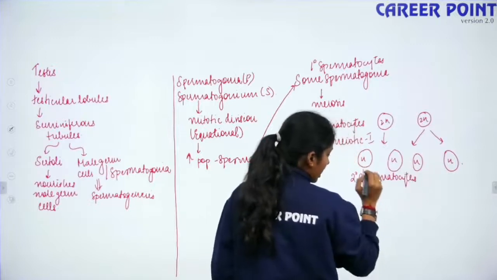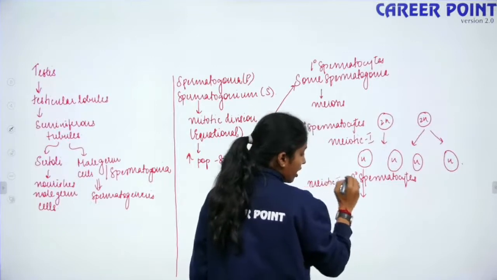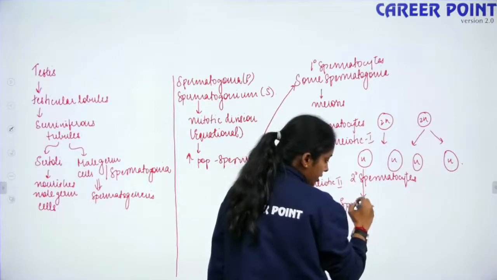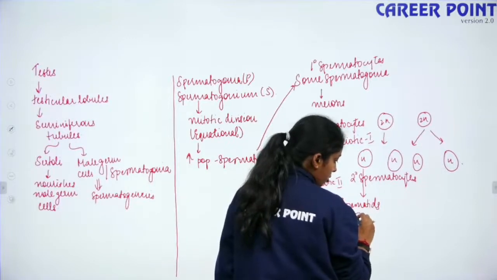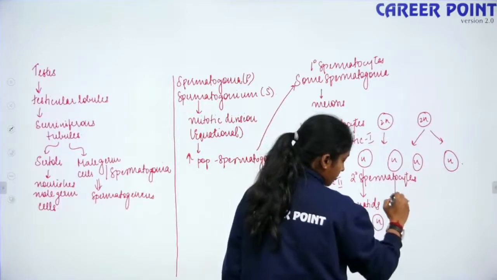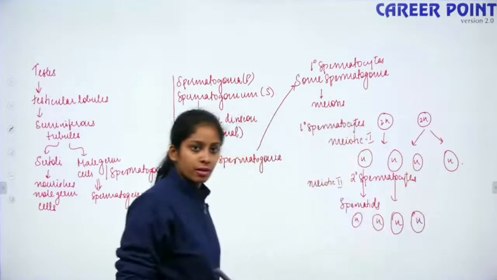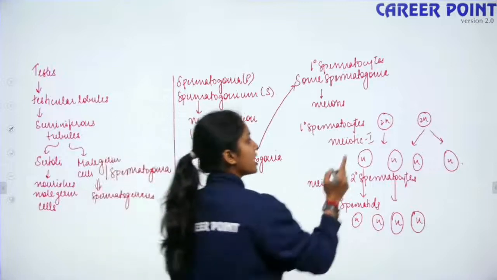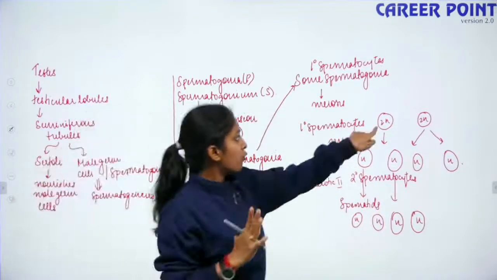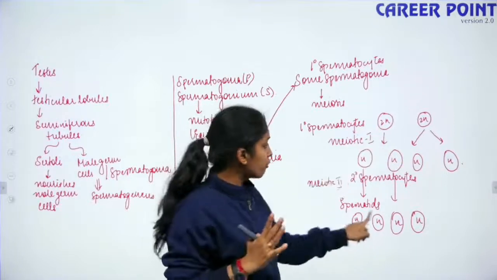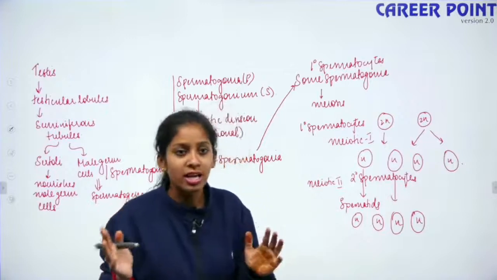Now each of the secondary spermatocytes undergoes meiotic division 2. They form spermatids. So they form two spermatids each, because at the end of meiosis you need to get 4 haploid cells. So from one spermatocyte you are getting 4 haploid spermatids. So that is the rule of meiosis under cell cycle.